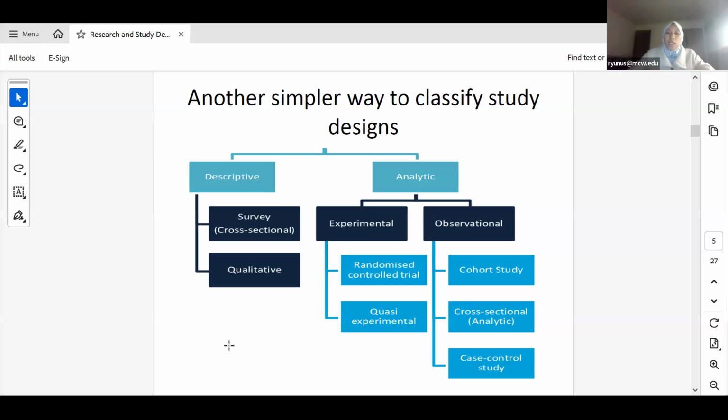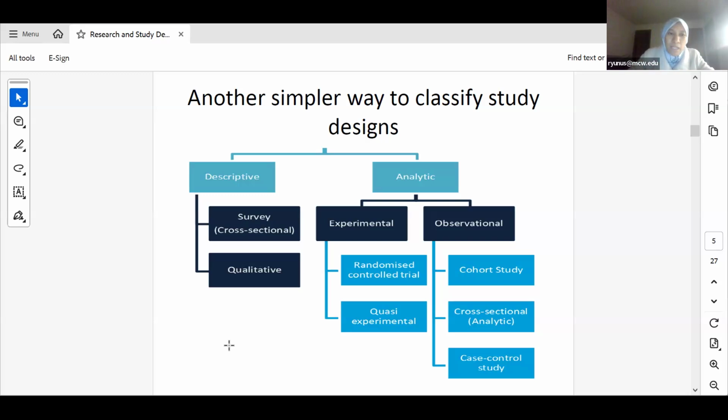Under observational, it can still be cross-sectional. Okay, some types of cross-sectional study can be analytic. It can be cohort, it can be case control. And under experimental, you have randomized control trial, you have quasi-experimental, and you actually still have more types of studies under experimental, but we're just going to focus on these two for now.